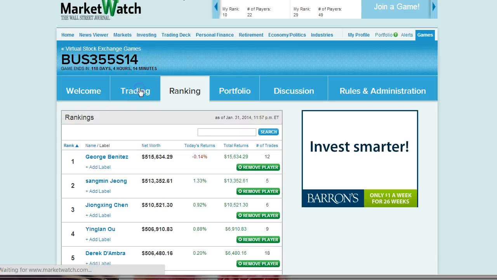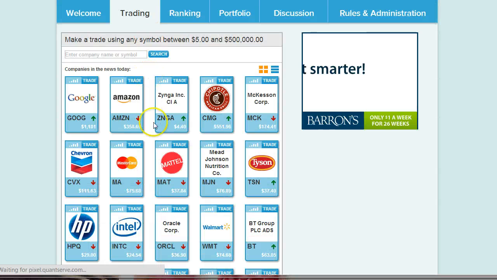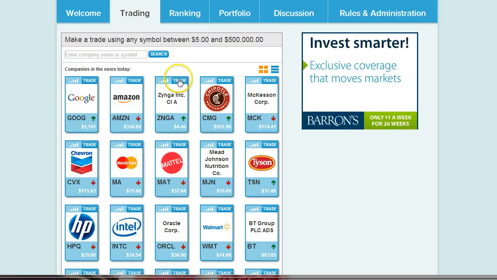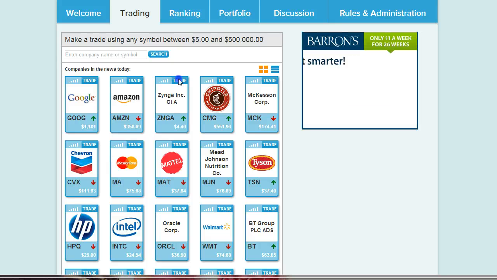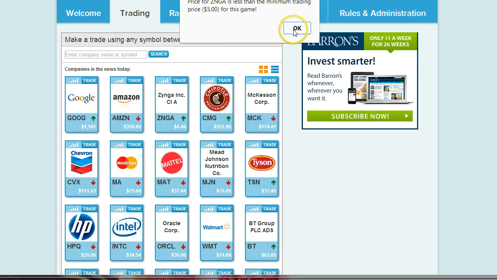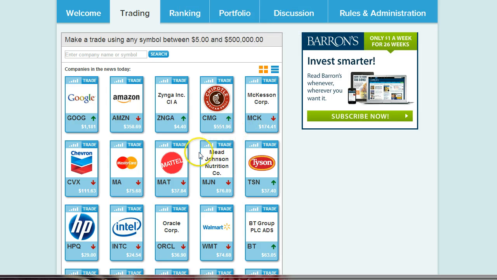So if we go back to trading here, now, okay, here's the company Zynga. This is the company that makes Farmville and different games like that. Maybe you play Farmville and you like this company, so we could go to trade. But we can't, because the stock is under $5. This game doesn't allow you to trade any stocks under $5. So let's look at MasterCard.